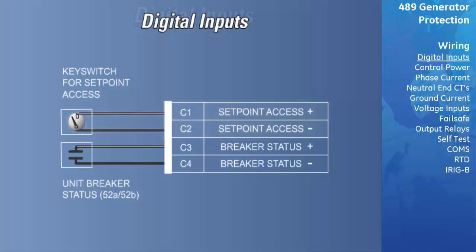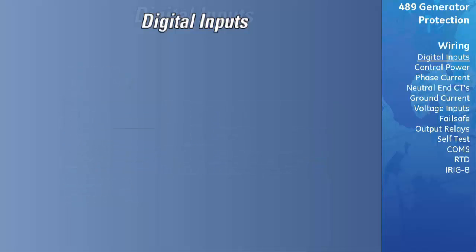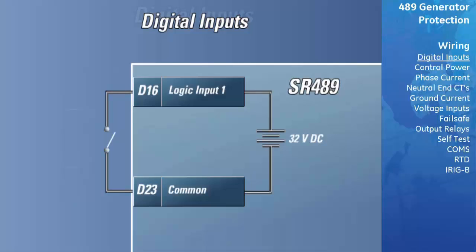The access switch input must be shorted to allow settings to be configured using the front keypad. This is commonly wired to a key switch on the front of the switchgear, allowing only authorized personnel to change settings. The remaining 7 digital inputs all share a common terminal and can be assigned to any of the protection or monitoring elements of the relay. Shorting any of these input terminals to the D23 common terminal will assert the input.